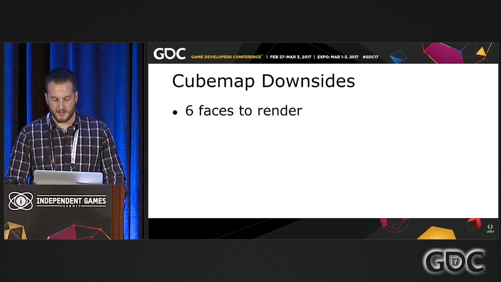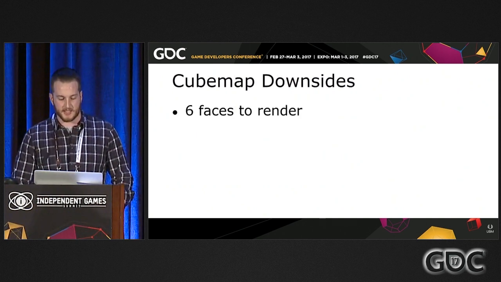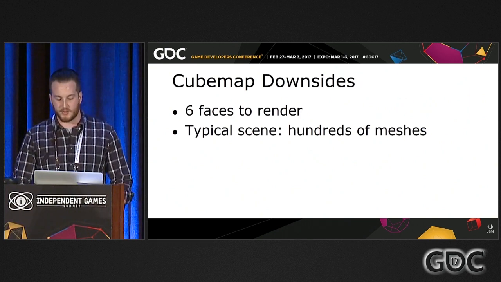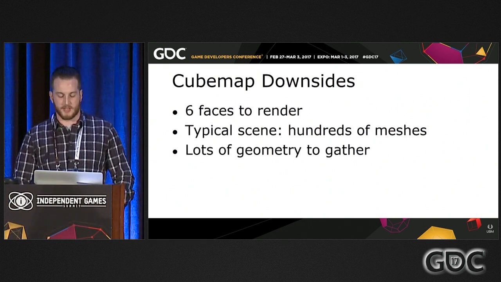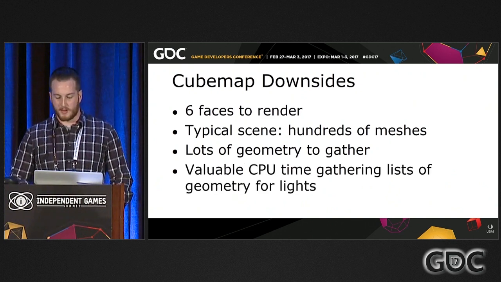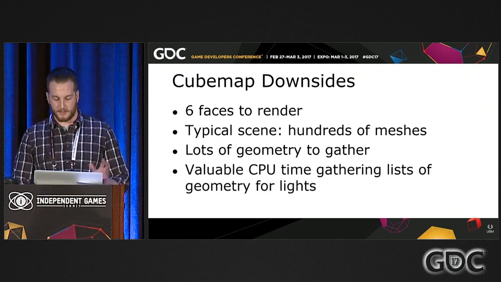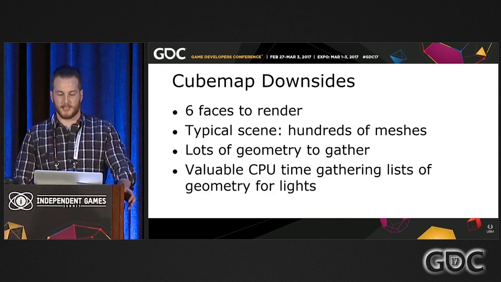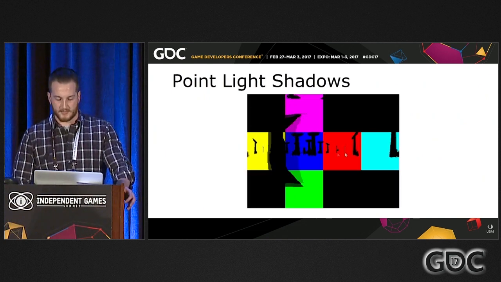Cube maps, the downsides are you've got 6 faces to render, and a typical scene in Below is hundreds of meshes, and that's a lot of geometry to render. Therefore, your CPU time is extremely valuable, and gathering lists of geometry is something that you don't want to spend a whole lot of time doing.